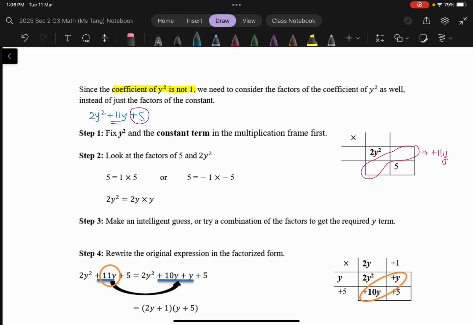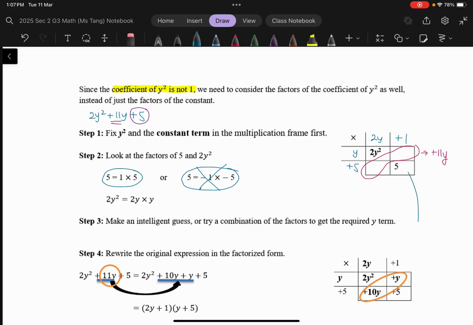Now let's try to fill in the multiplication frame. So to get 2y squared, we take 2y multiplied by y. And the factors of 5 are 1 times 5 and negative 1 times negative 5. So it's unlikely that this will be a factor, because when we multiply it out, you'll get a negative term, but our constant term is actually positive. So that leaves us with plus 1 and plus 5 as the factors.